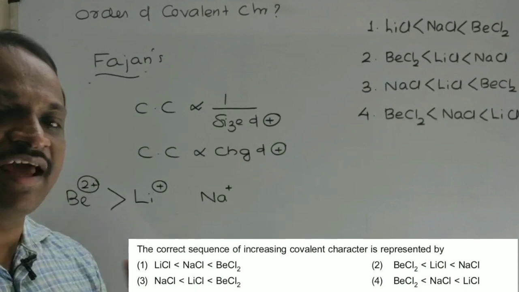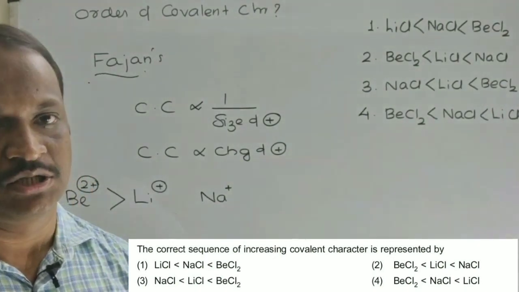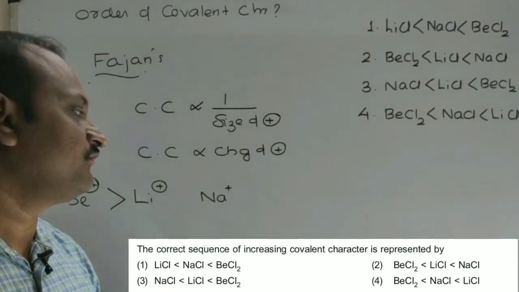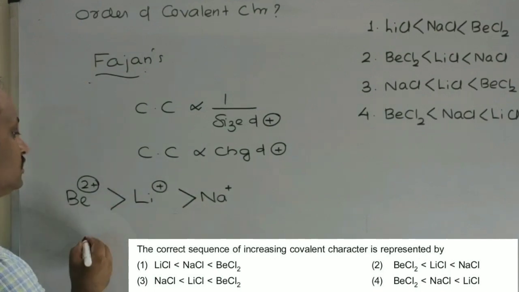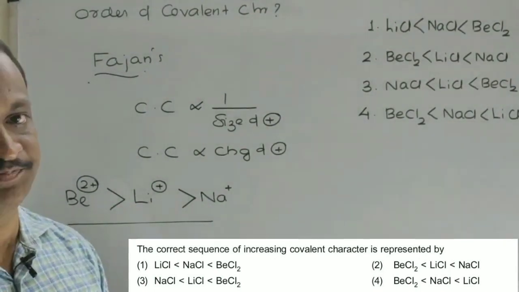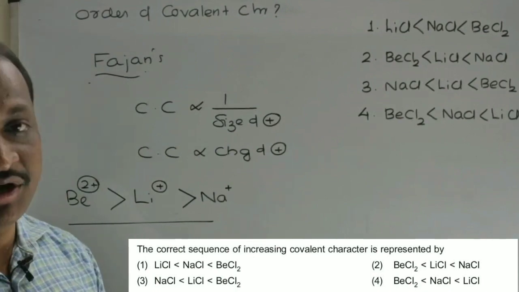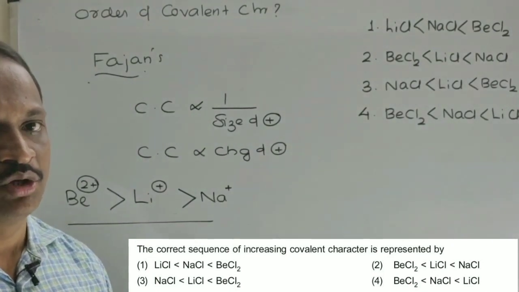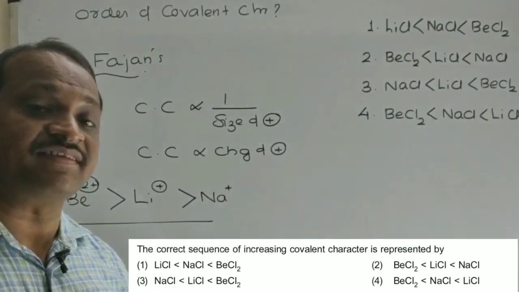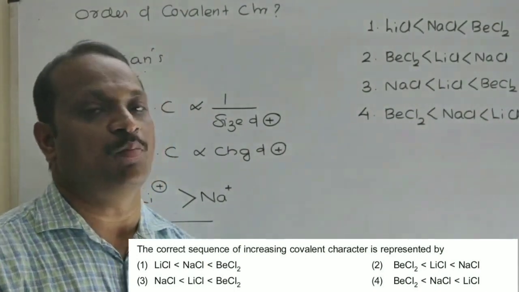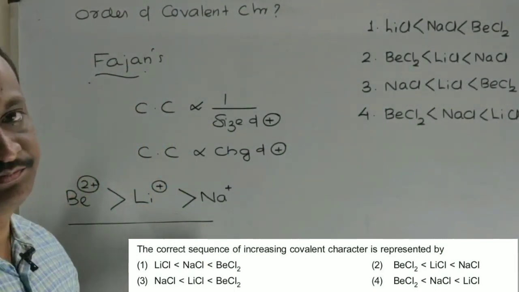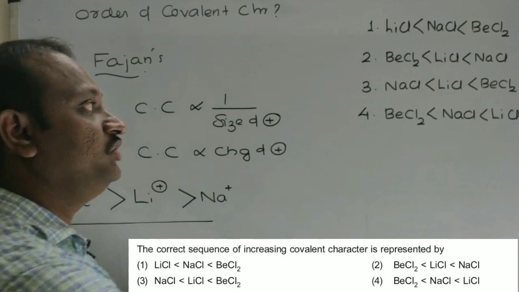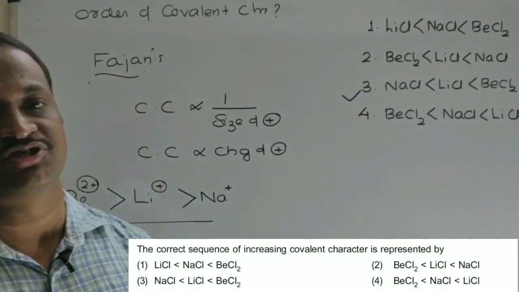Now among lithium plus and sodium plus, both have the same charge. But we know covalent character is inversely proportional to size. So the size is smaller for lithium, so covalent character is more there. So what is Fajans rule? Fajans rule talks about the covalent nature of a bond. If the size of the cation is smaller and the size of the anion is bigger, the compound will be more covalent. So our answer: beryllium chloride should be greater, then lithium chloride, then sodium chloride. So option 3 comes as our answer.